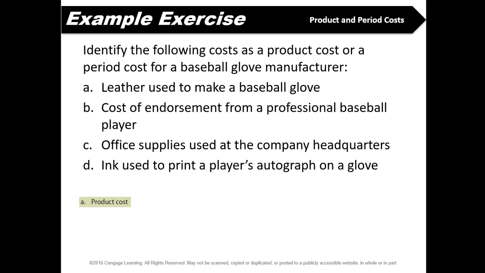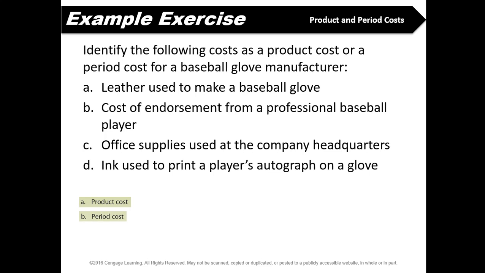The cost of the endorsement from a professional baseball player. He's going to talk about your glove, and hopefully because people like him, they're going to buy the glove. Maybe his autograph's on it. That is kind of an after the fact thing. So that's going to be a period cost. That's kind of advertising.